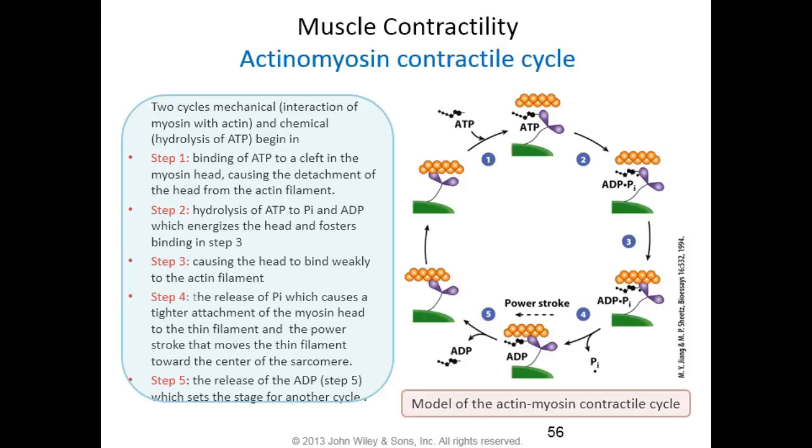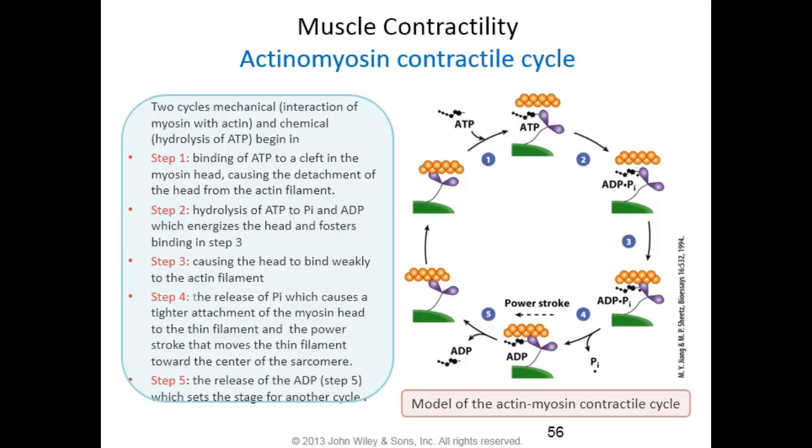So the interaction of myosin with actin and the chemical interaction of ATP go like this. First, binding of ATP to a cleft in the myosin head causes the detachment of the head from the actin filament. Second, hydrolysis of ATP to ADP and a phosphate energizes the head and fosters the beginning in step 3.